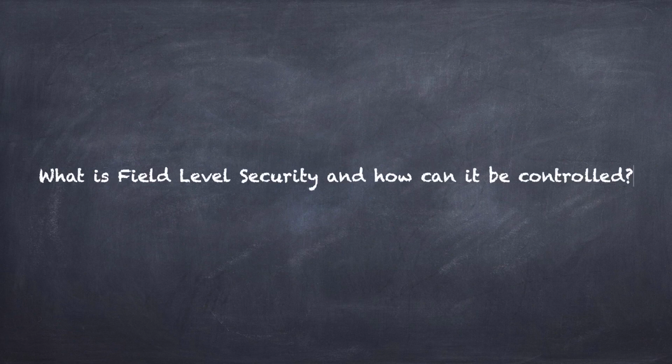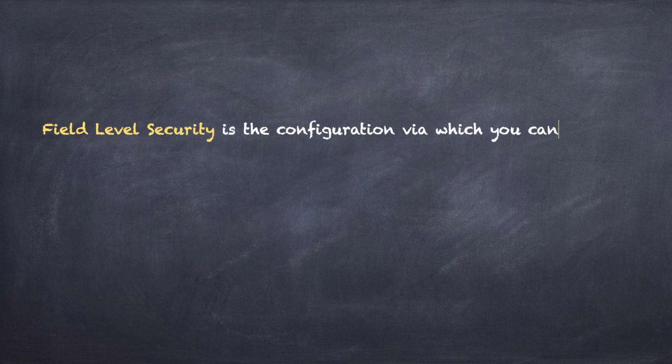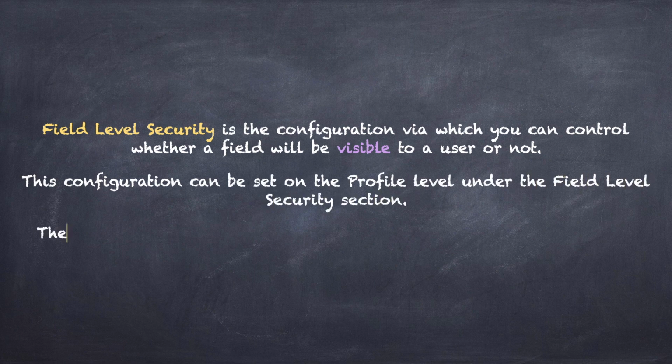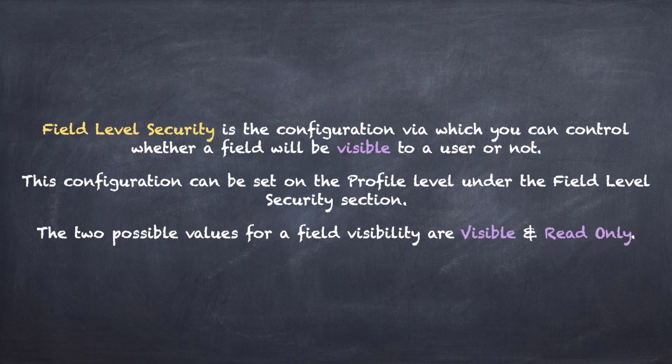What is field level security and how can it be controlled? Field level security is the configuration via which you can control whether a field will be visible to a user or not. This configuration can be set on the profile level. The 2 possible values for a field visibility are visible and read only.